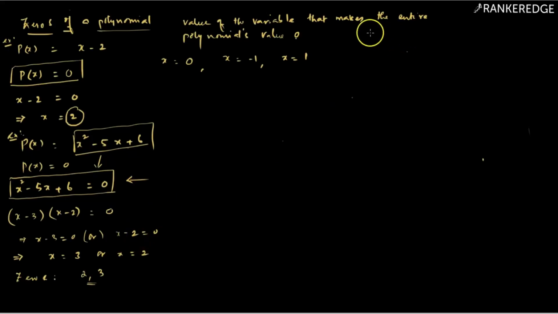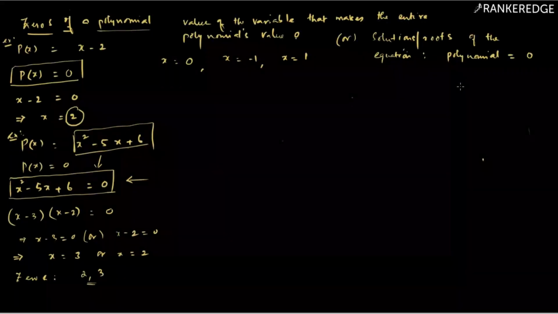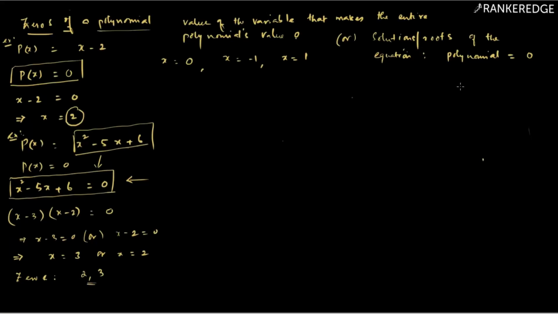So I can write this definition also as the zeros of the polynomial are nothing but solutions or roots of the equation that you get by setting the polynomial equal to 0. Both are the same. Zeros of a polynomial are nothing but the values of the variable that make the polynomial's value 0, or the solutions or roots that you get by solving the equation by setting the polynomial to 0. Okay, so we have understood what are the zeros of a polynomial.